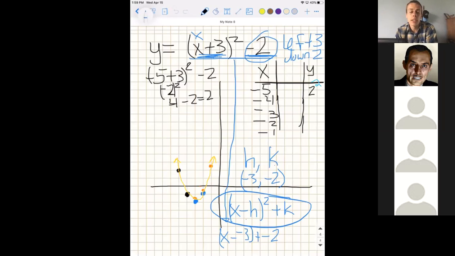If you were really interested in finding the y-intercept, you could have plugged in 0 for x. I think you would have gotten 7 or something along those lines. But again, in this form, we're really concerned about finding your vertex. And your vertex is just going to be (h, k). Okay.